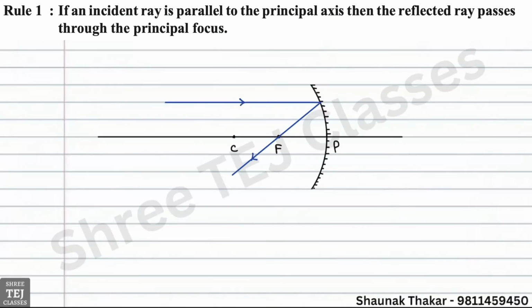Rule 1 is, if an incident ray is parallel to the principal axis, so this is the incident ray parallel to the principal axis, then the reflected ray, this is the reflected ray, passes through the principal focus. So this is the point which is the principal focus, and the incident ray parallel to the principal axis after reflection passes through the principal focus. This is the first rule of drawing ray diagrams.